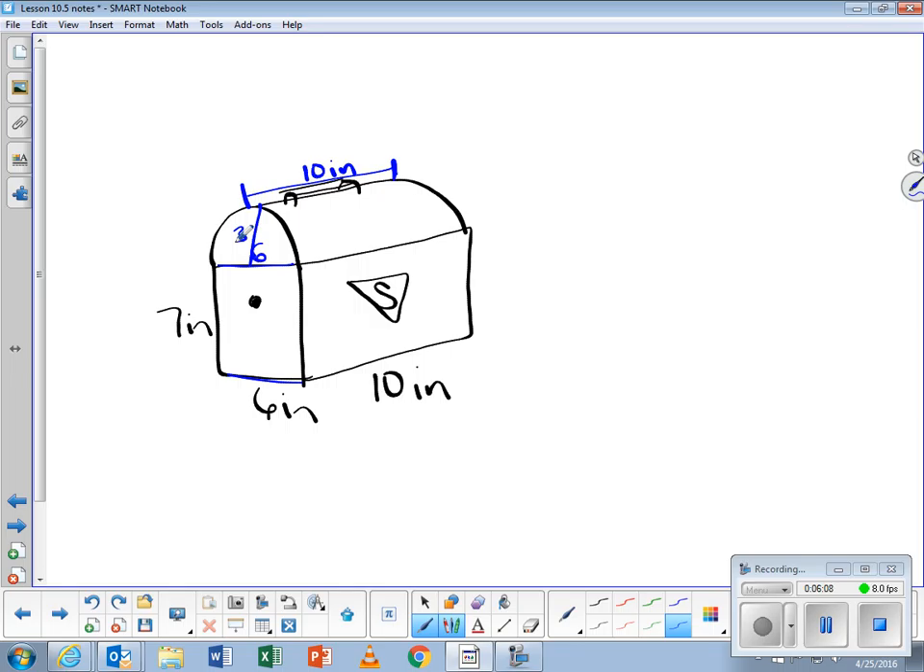So again, I ask you, how tall is that lunchbox? 10. 10 centimeters, or 10 inches, sorry. 10 inches, okay? So if we want to find the volume of Superman's lunchbox, we're going to have to find the volume of the rectangular prism. Would you agree? And we're going to add it to the half of the volume of the cylinder. Would you agree with that? Yes. Good, I'm glad you agree with me.